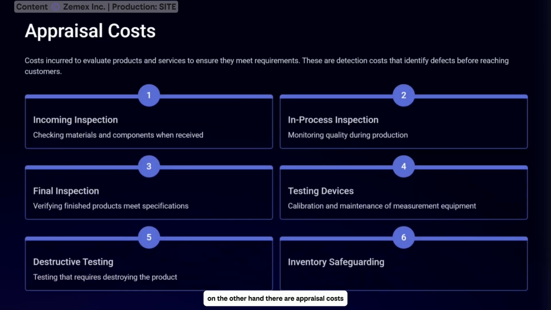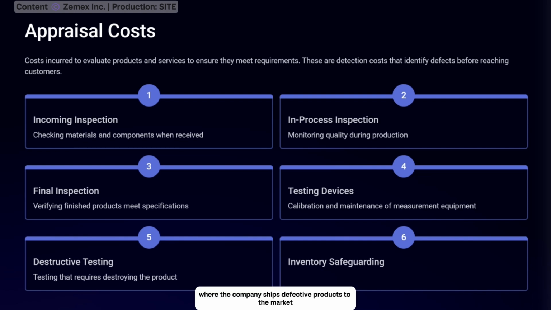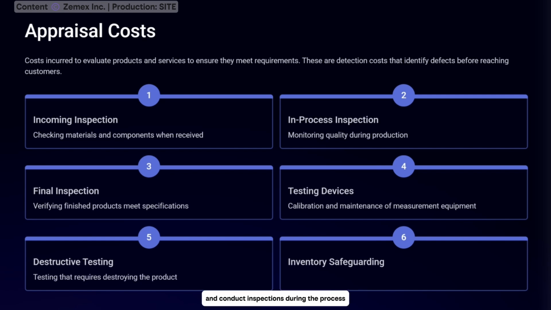On the other hand, there are appraisal costs to avoid situations where the company ships defective products to the market. For example, we need to inspect incoming materials and conduct inspections during the process, as well as at the end of the process. We also need to acquire and maintain testing equipment. In some cases, products require destructive testing, which can further increase the cost.